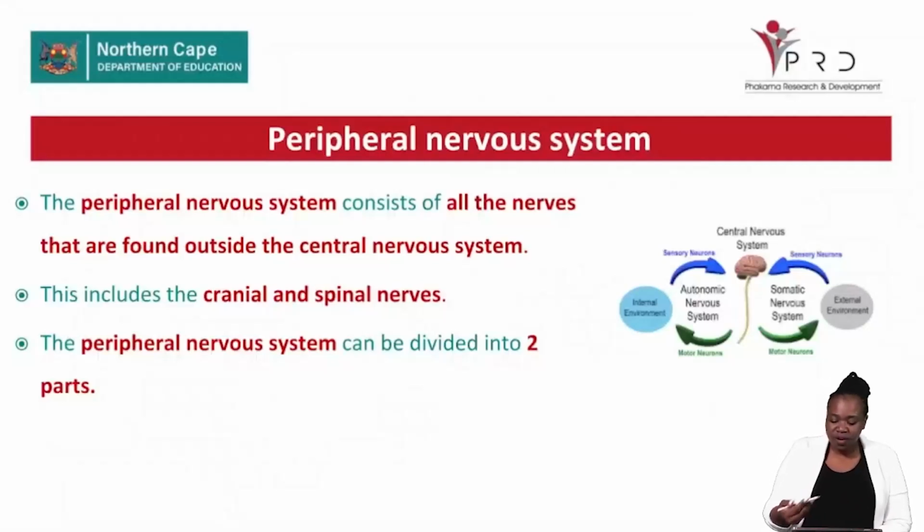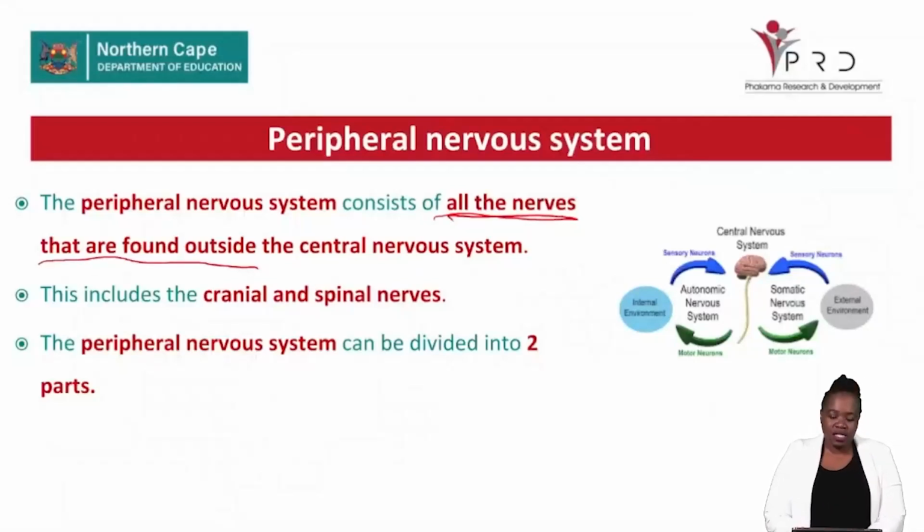Okay, so the peripheral nervous system is made up of all nerves that are found outside the central nervous system. Like I said, it works outside of the nervous system, so it is definitely not part of the central nervous system. It includes the cranial as well as the spinal nerves. So we are going to be looking at how all of these work together to make sure that the human body is fully functional.